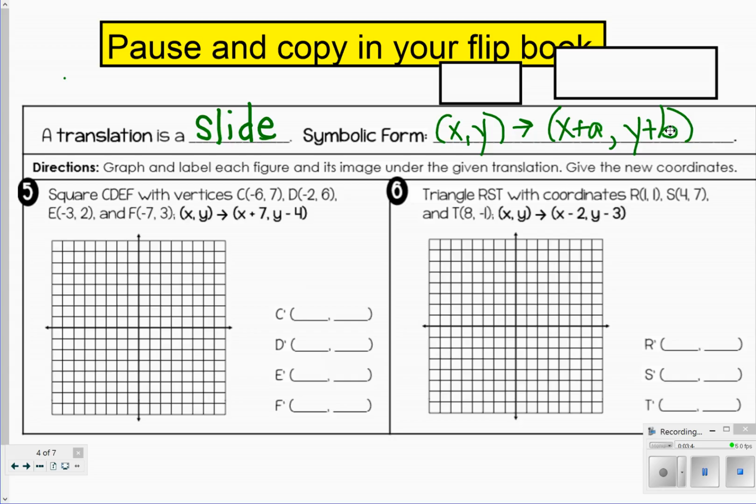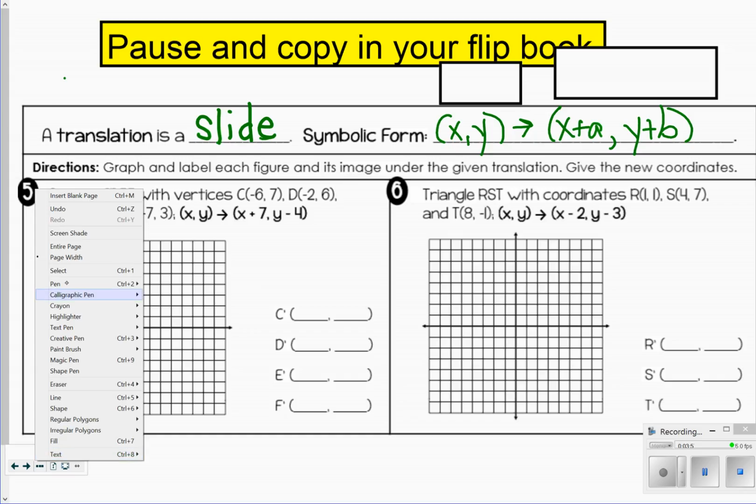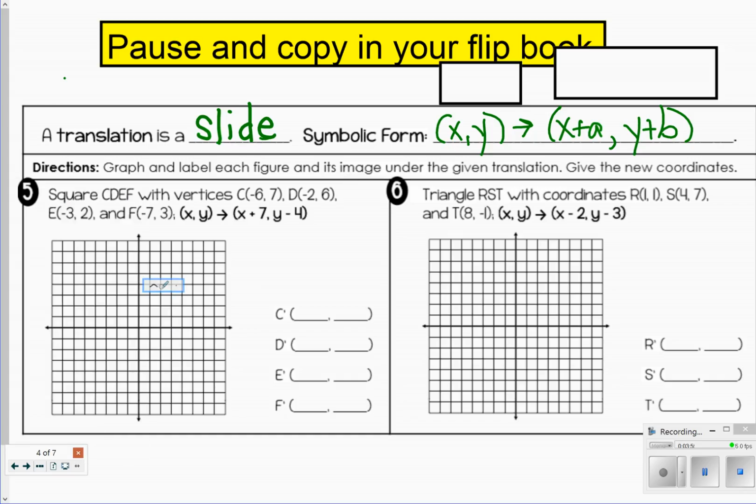All right, so our directions say to graph and label each figure and its image, that's the second number, under the given translation and give the new coordinates. So this time we're going to make a square, and it gave us the vertices. So we're making a square C, D, E, and F. So C is at (-6, 7).